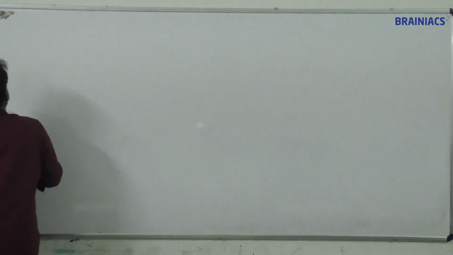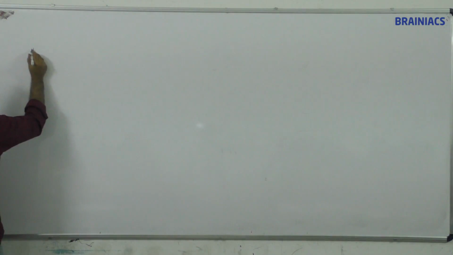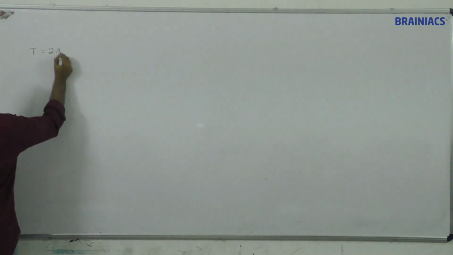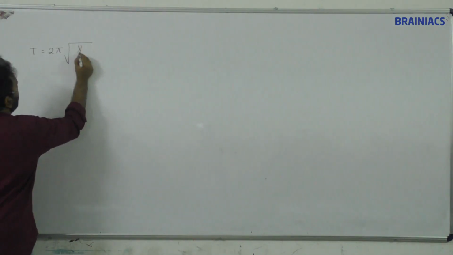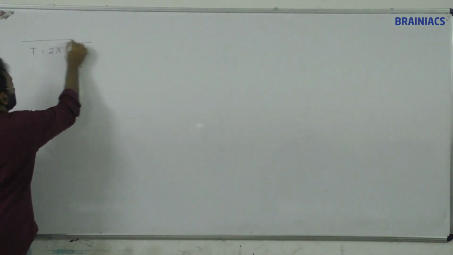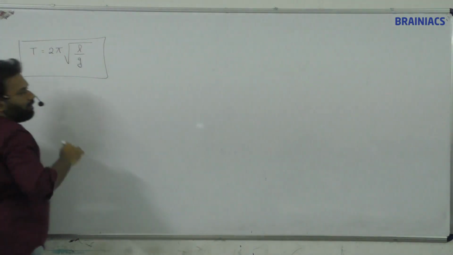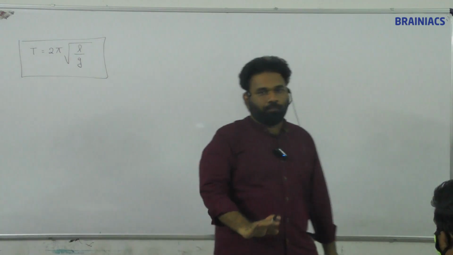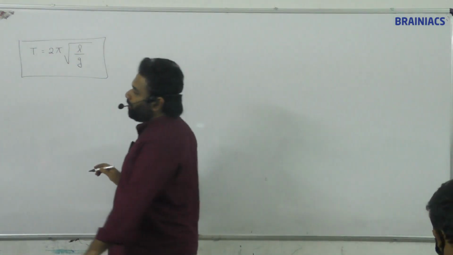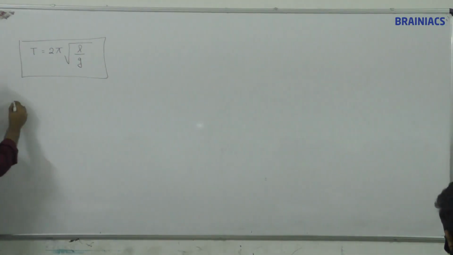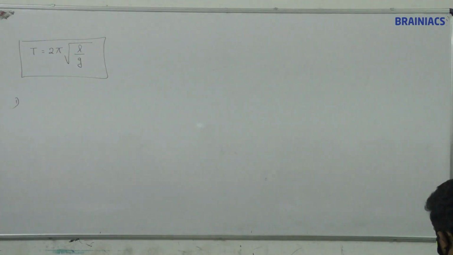Okay, so now T is equal to 2 pi into root of L by g. This is the time period of a simple pendulum. Now we will consider some cases for this one.